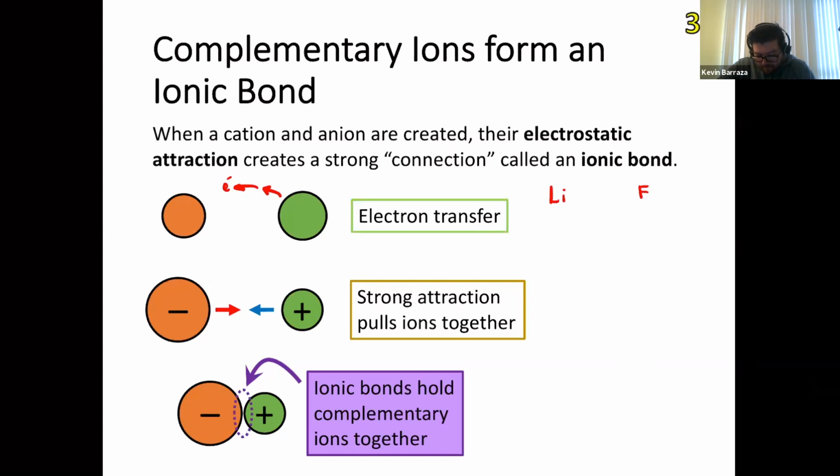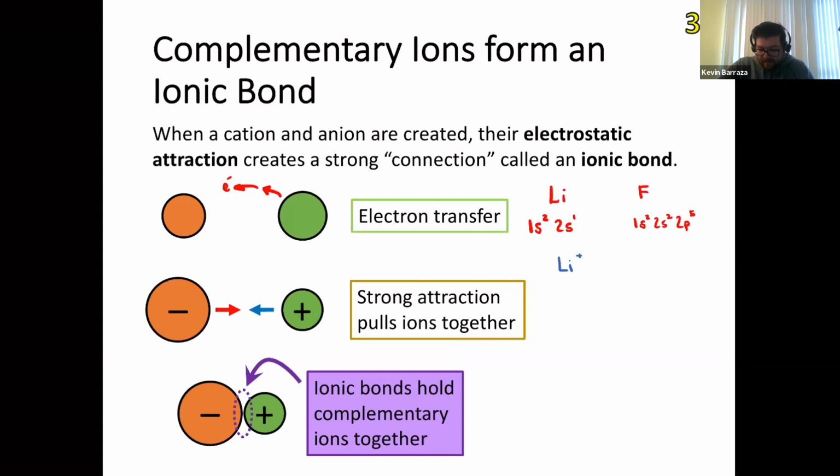So that's going to be 1s2, and we count the squares, 2s1, right? For fluorine, we start back at the beginning again and we count. It's 1s2, 2s2, 2p5. So when I make the lithium ion, we know that the predictable ion of lithium is going to be the positive ion because we memorized it.